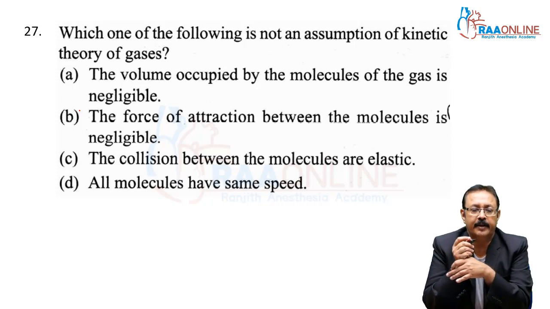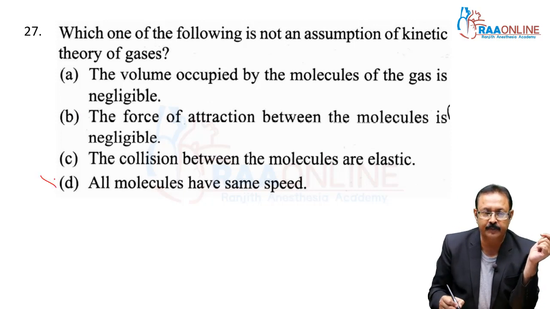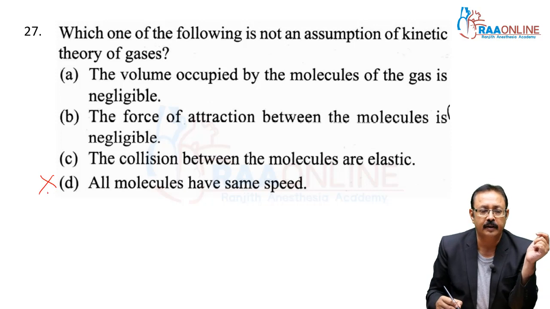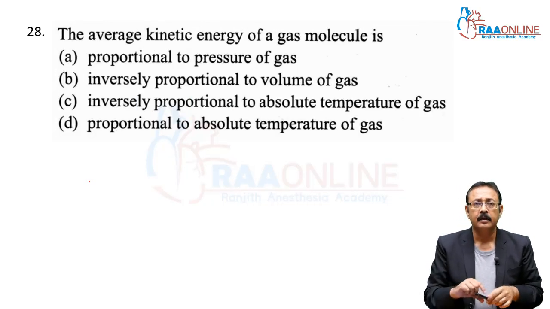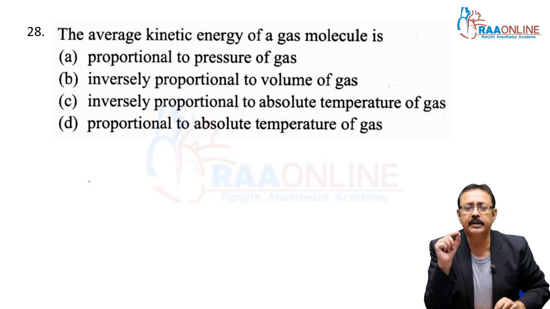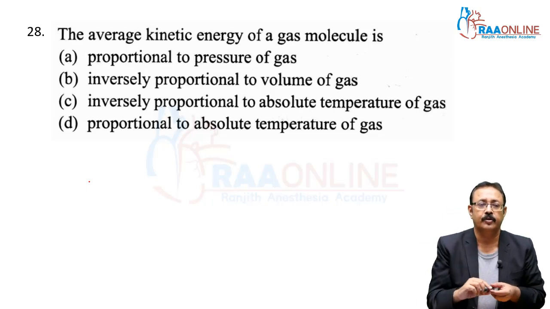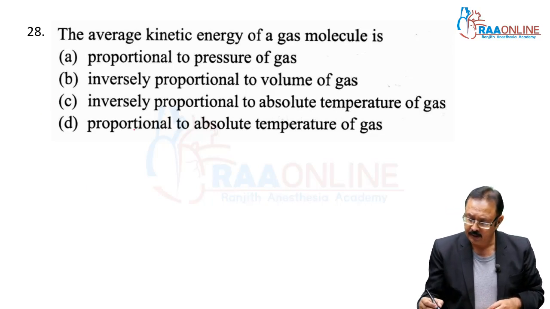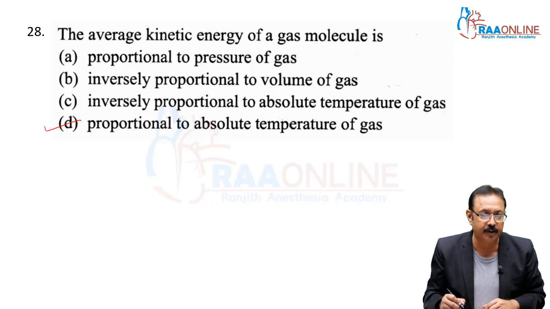All molecules have same speed. No, we take C1, C2, C3. So it was not our assumption. So we are going with D option. Next, the average kinetic energy of a gas molecule is, we have complete derivation. The kinetic energy was proportional to temperature. So we are going with option D, proportional to absolute temperature.